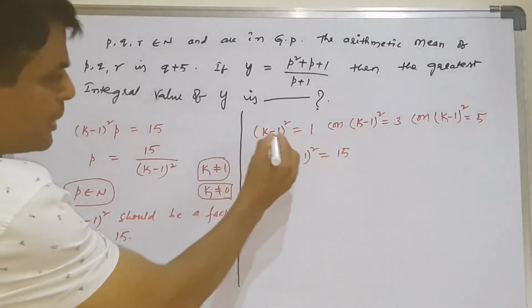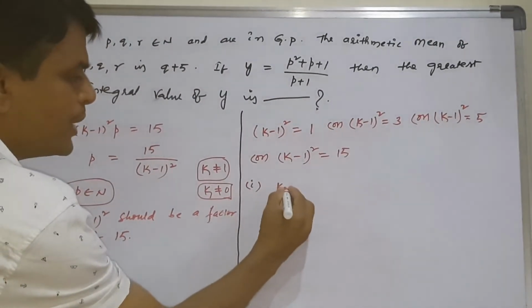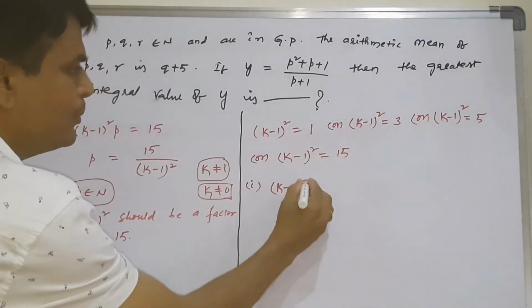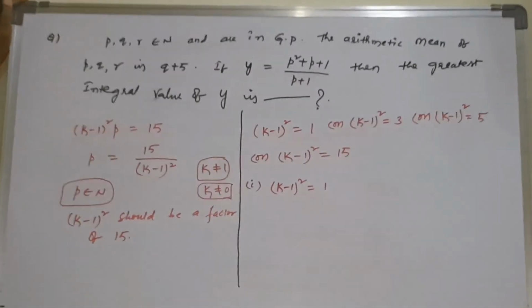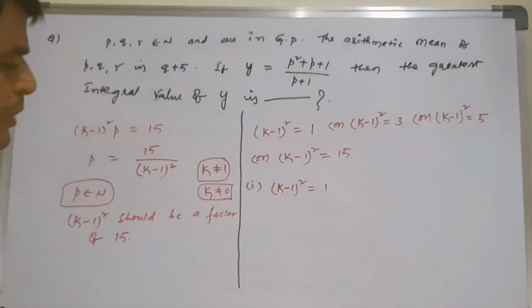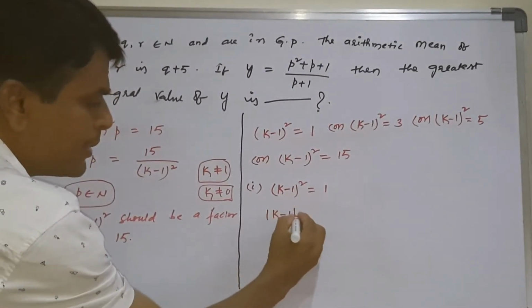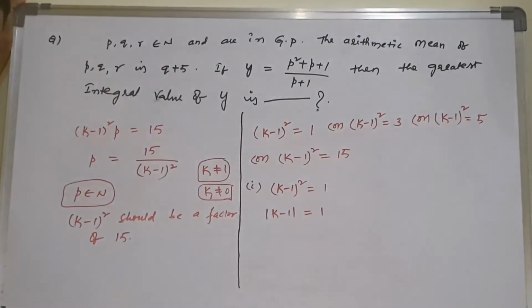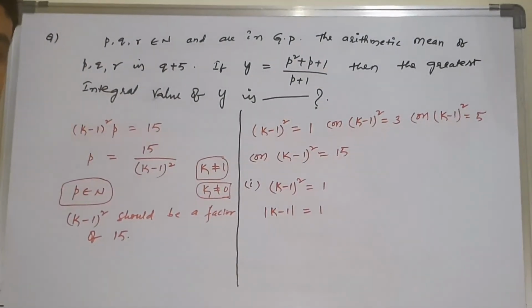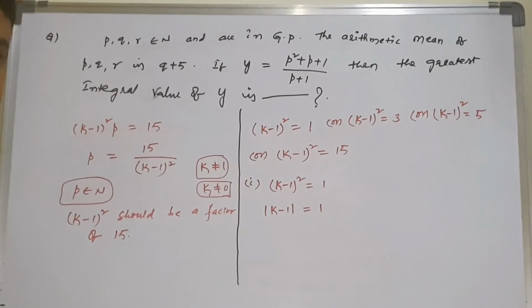Now coming to the first case, I am solving. So case 1 I am solving. So (k minus 1) whole square is equal to 1 you are taking. Okay. Now mod of (k minus 1), I can say it is equal to 1, taking the square root. Square root of x square is always mod x. This is the most dangerous concept for competitive exams especially.